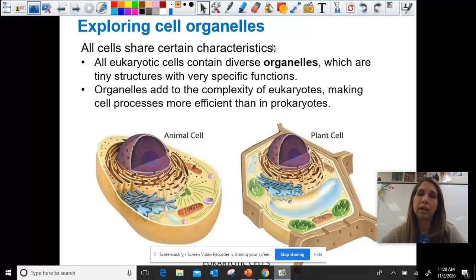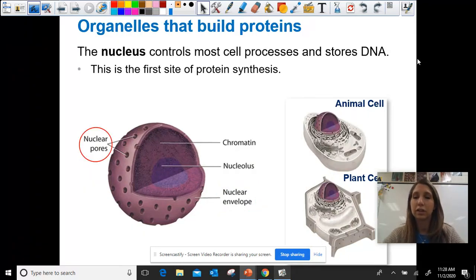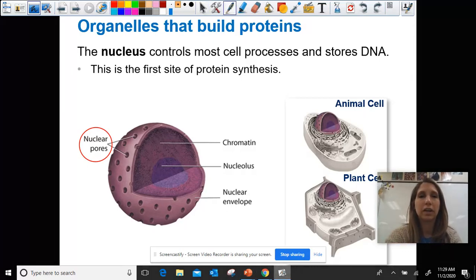So if we go on and actually start looking at specific organelles, the one we tend to always start with is the nucleus. So the nucleus is going to be kind of like the control center of the cell. That's usually what I hear when I ask students what the nucleus does. So certainly you're going to want to get both of these bullets here.